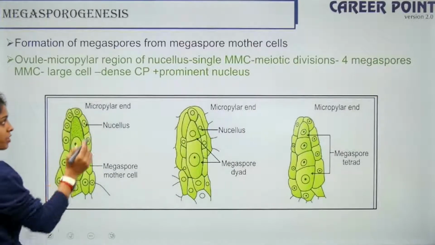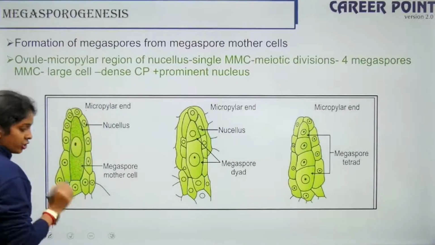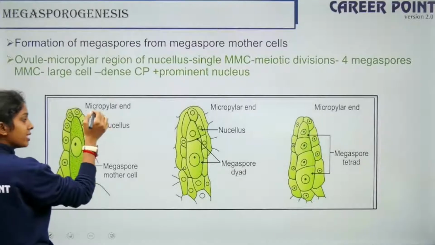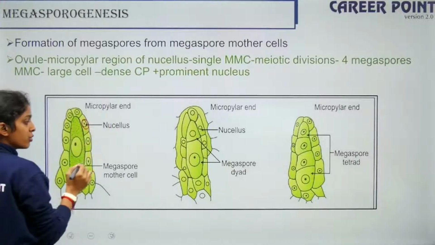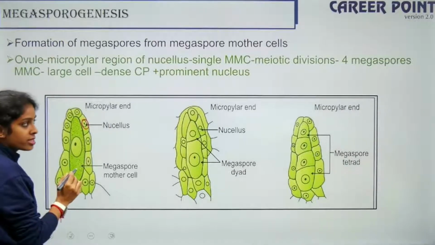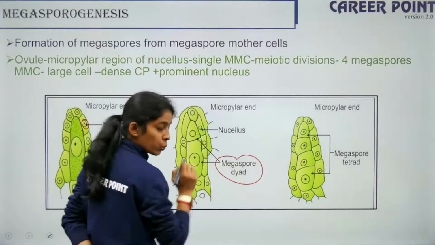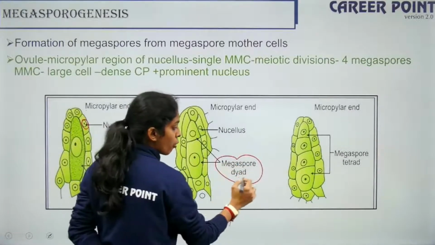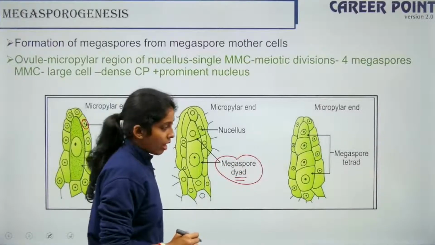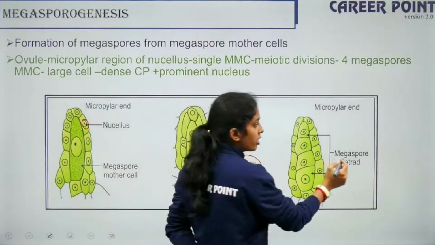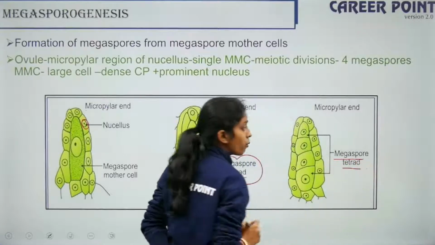So we are here. This is the micropyle end and the chalazal end. Inside this you have the nucellus. The nucellus has the megaspore mother cell. This megaspore mother cell first divides into 2, so it forms the megaspore dyad. Then it undergoes further division and forms the megaspore tetrad.